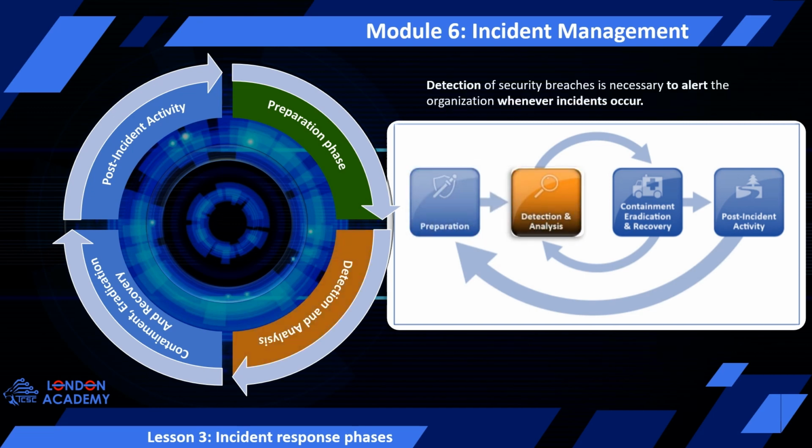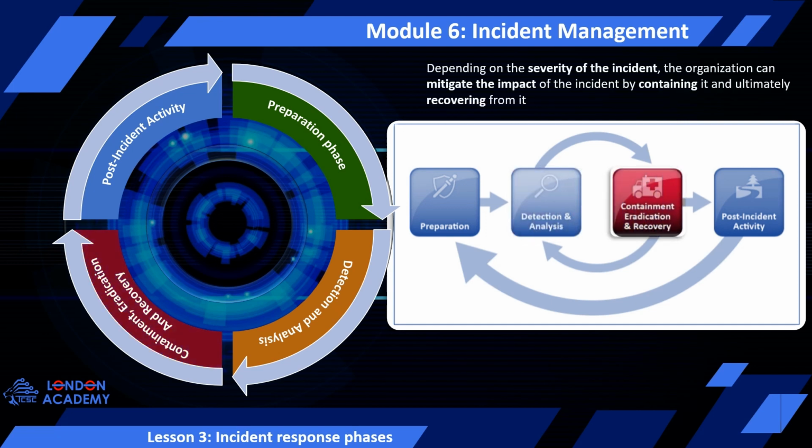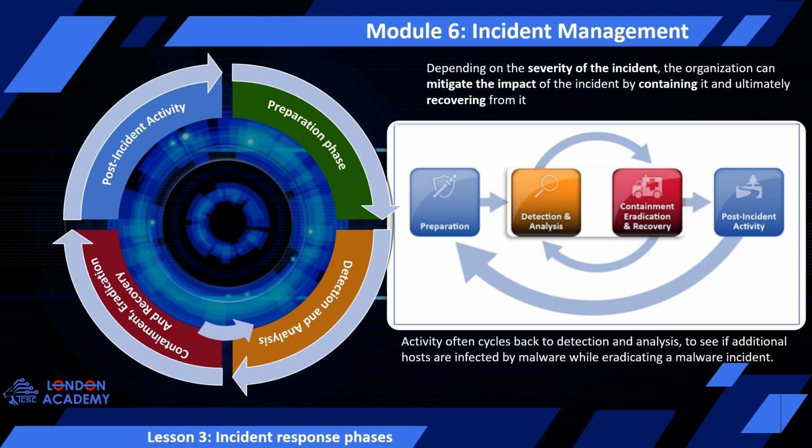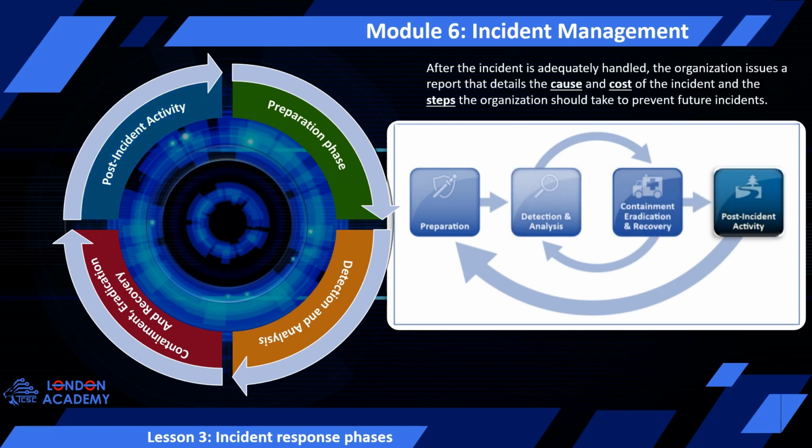Detection of security breaches is necessary to alert the organization whenever incidents occur. Depending on the severity of the incident, the organization can mitigate the impact of the incident by containing it and ultimately recovering from it. During this phase, activity often cycles back to detection and analysis, for example, to see if additional hosts are infected by malware while eradicating a malware incident. After the incident is adequately handled, the organization issues a report that details the cause and cost of the incident and the steps the organization should take to prevent future incidents.